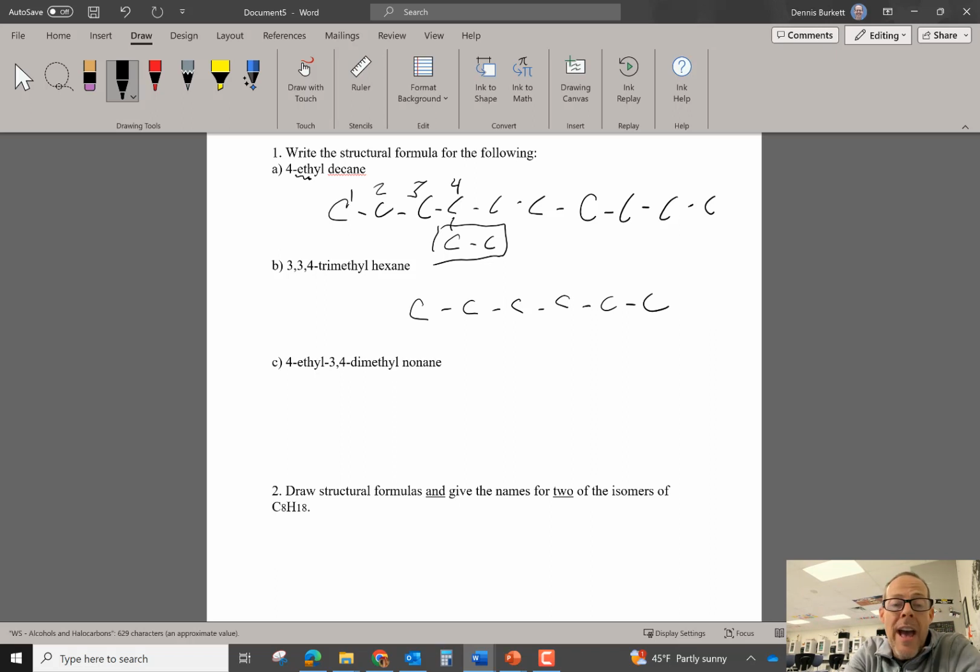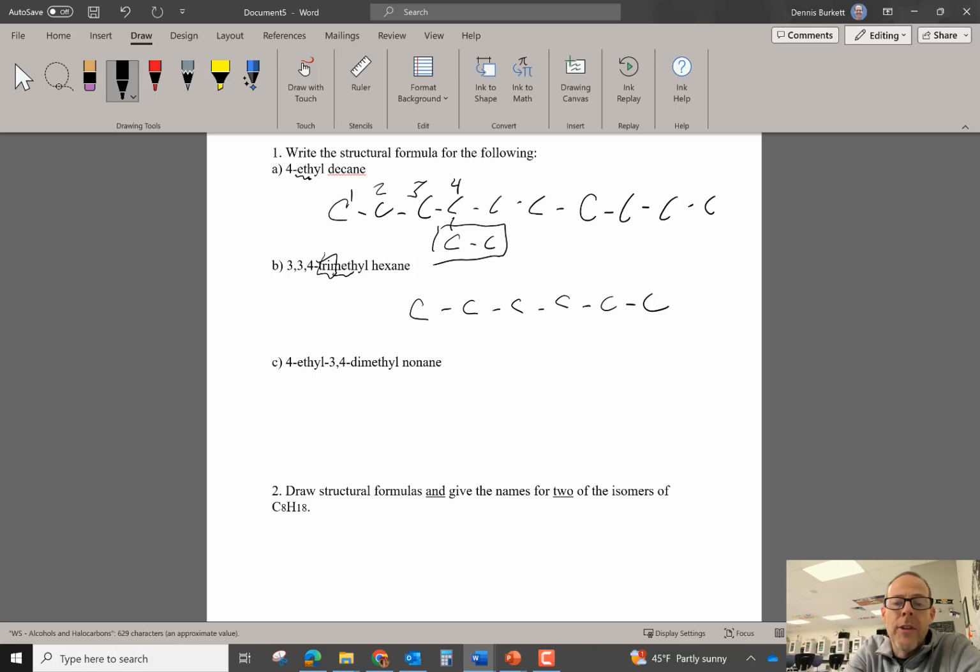All right. So I have methyls, which is 1. So meth, eth, prop, but: 1, 2, 3, 4. I got methyls. Oh, tri. I've got 3 methyls. So I have 3 branches that are 1 carbon long. So I better have 3 numbers in front of it.